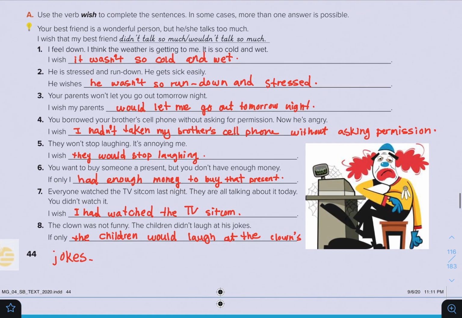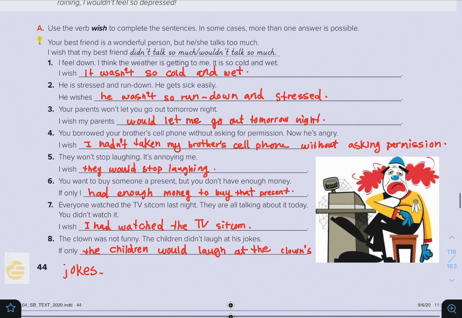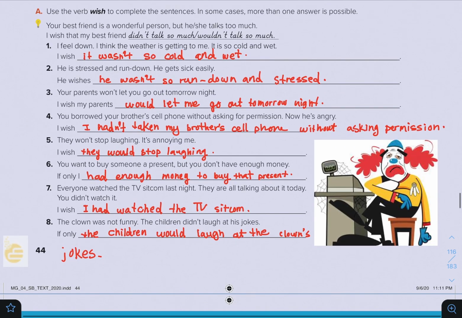Okay, now I'd like you to move on to page number 44. Now we will be looking at this one. We'll be doing only one per exercise.